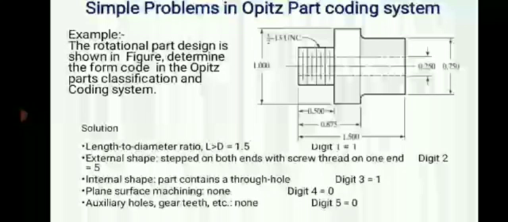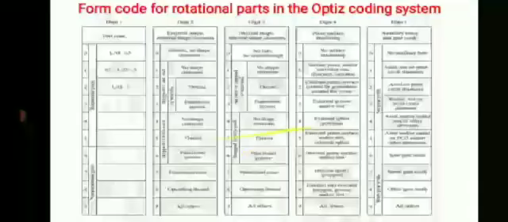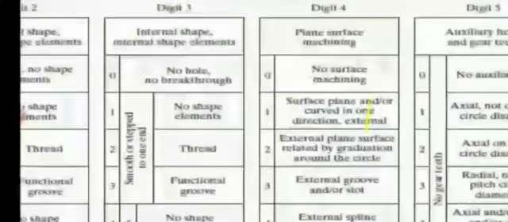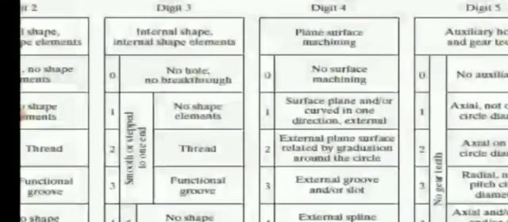Next we go for the fourth digit. See the diagram. The plane surface machining: none. There is no machining done on the plane surface. Go to the form code tabulation. See the digit 4 column. The first code matches our criteria. There is no surface machining. The corresponding value is 0. So digit 4 represents 0.